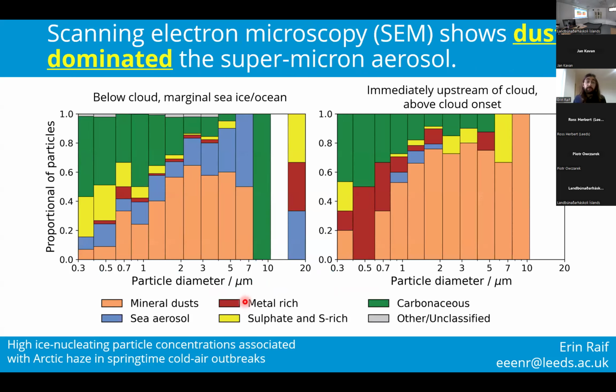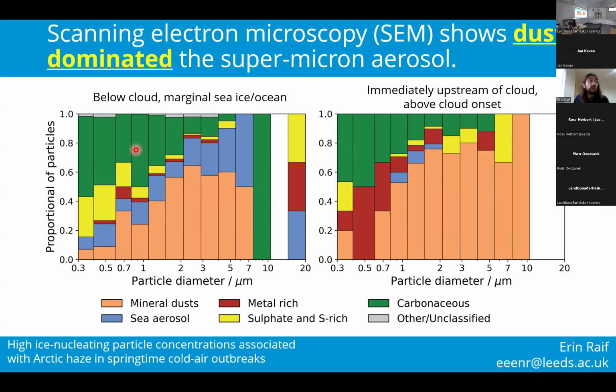And we gained more evidence of that from some scanning electron microscopy that we performed on a couple of our filter samples, that found that dusts, which are marked in orange in these graphs, where you see the proportion of the number of particles measured on these filters, the dusts dominated the supermicron aerosol concentrations.